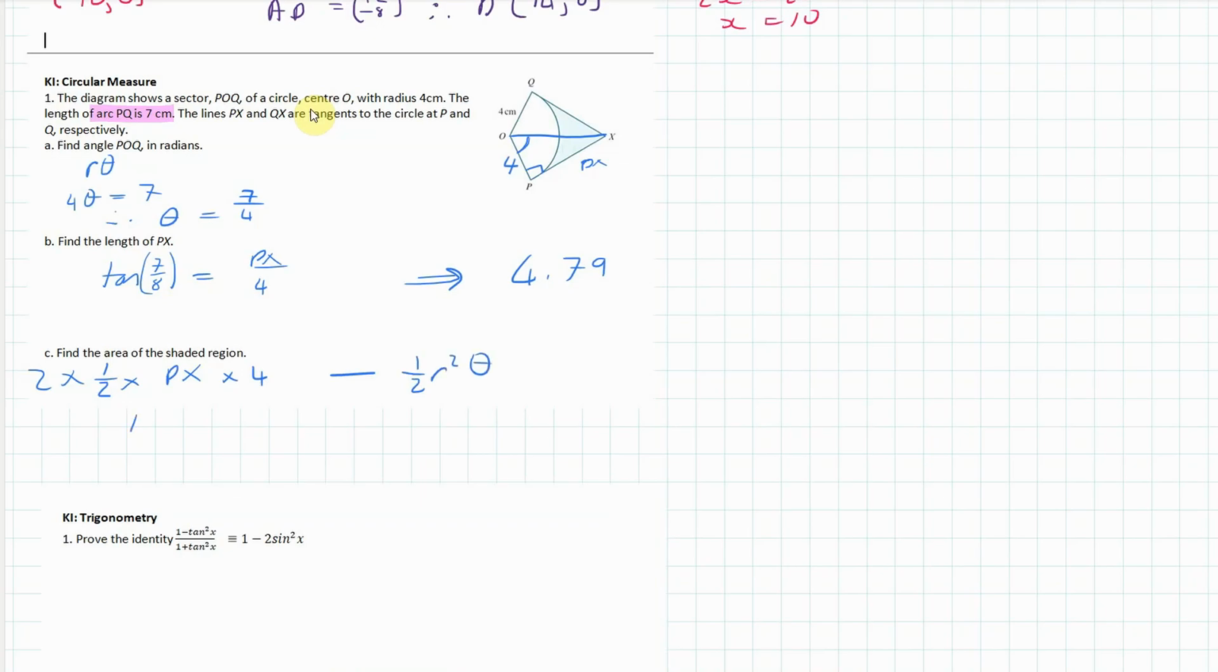So we end up with 4.79 rounded, but you use your unrounded number, times 4, take away half, times r squared. Now r squared happened to be, r is 4, so 4 squared, and we know that theta, we found that out at the beginning, was 7/4. Now when we plop this into the calculator, I'm getting 5.16 to 3 significant figures. That would be centimeters squared.